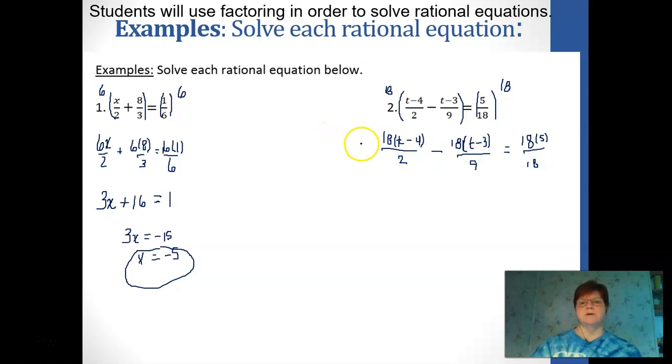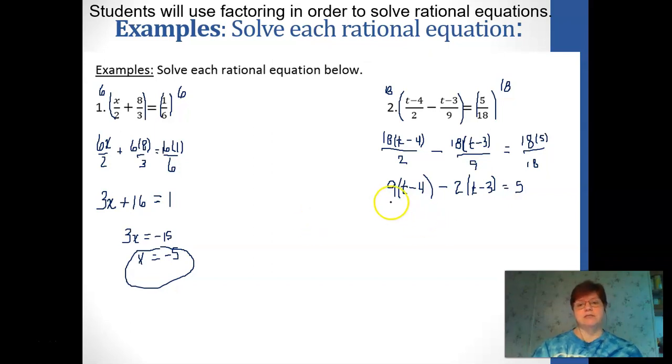So here's the beautiful part. What's 18 divided by 2? 9. So we have 9 times the quantity of t minus 4 minus, what's 18 divided by 9? 2 times the quantity of t minus 3 equals 18 divided by 18, which is 5. And now there's nothing new here. All we have to do is solve our equation.